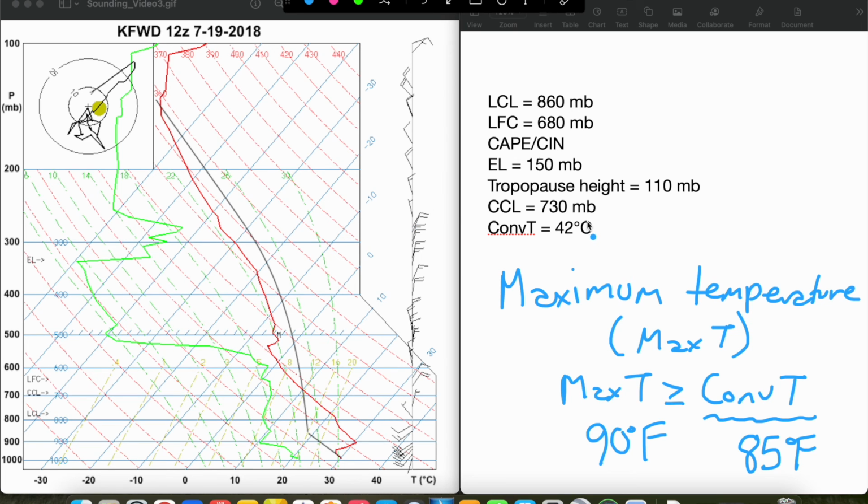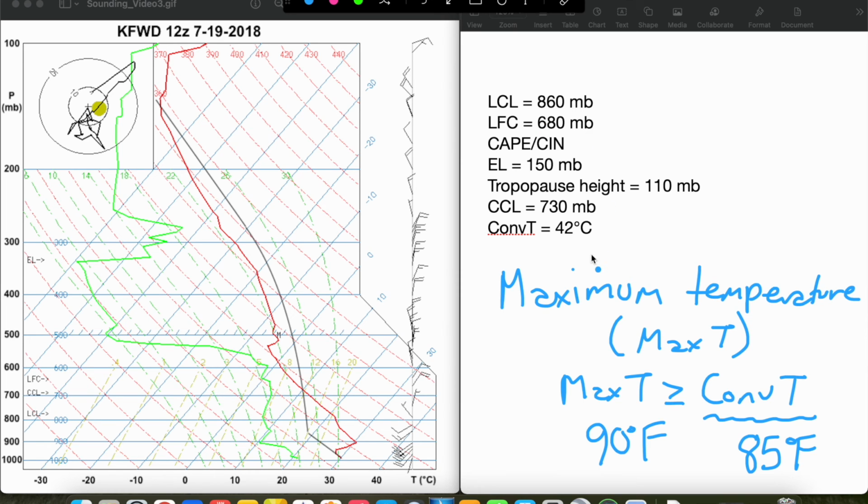But again, it's not used that often. It's probably easier to just go to the Weather Service forecast and pick out the high temperature for the afternoon and see whether or not we're going to exceed the convective temperature. But it can be useful in some situations.